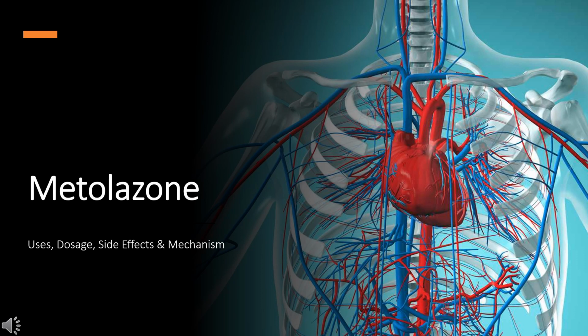Metolazone is a thiazide-like diuretic used to treat hypertension. In this video, let's find out: What is metolazone? What is metolazone used for? Contraindications. What are the side effects of taking metolazone? How does metolazone work? How to use metolazone?